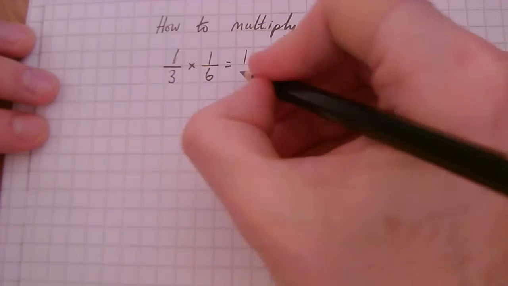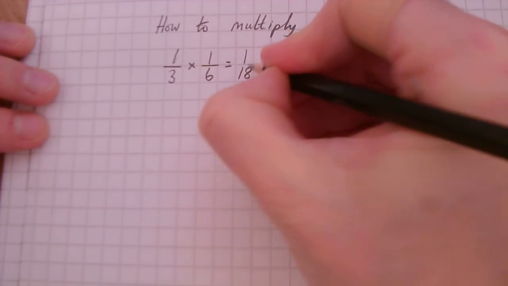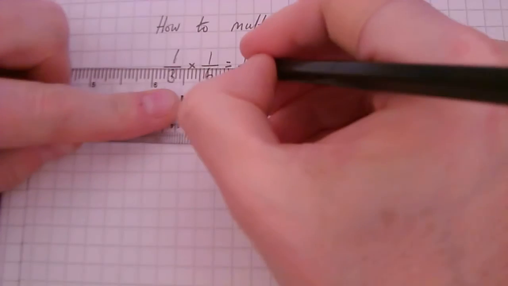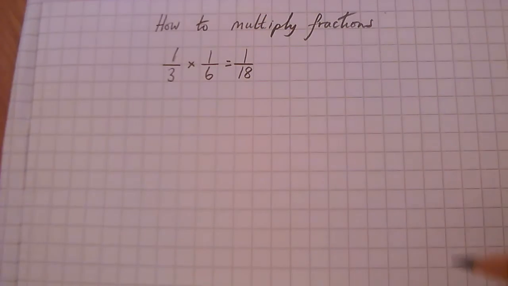3 times 6 is 18. So our answer is 1/18. And that is it. It's that straightforward.